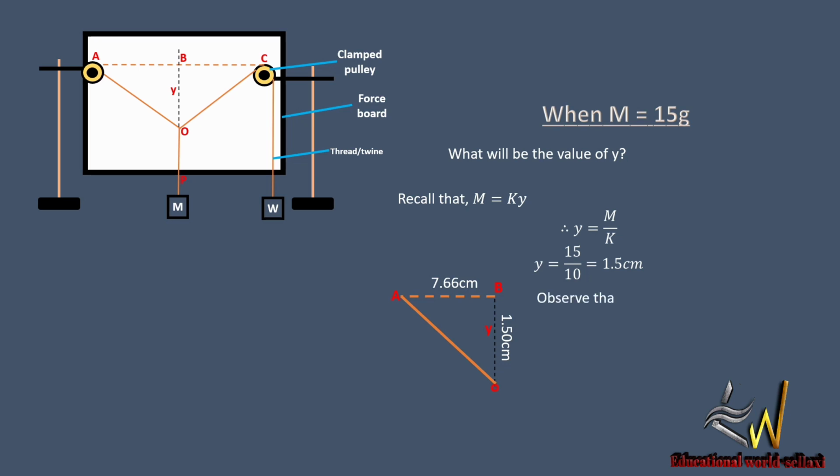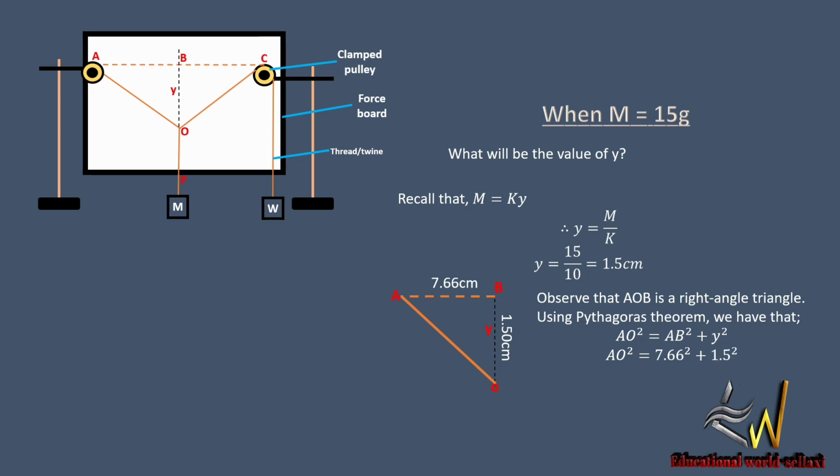Still considering that same right angle triangle AOB, putting the values where necessary, AB is equal to 7.66 cm, and now y is equal to 1.5 cm. Still using Pythagoras theorem and simplifying, we have AO square is equal to AB square plus y square, and simplifying everything, we now have that AO square is equal to 60.92. So taking the square root of both sides, AO is equal to 7.81 centimeters.